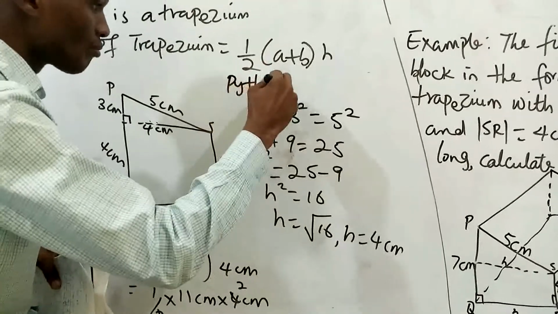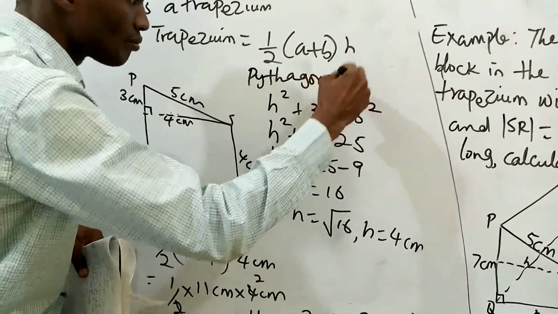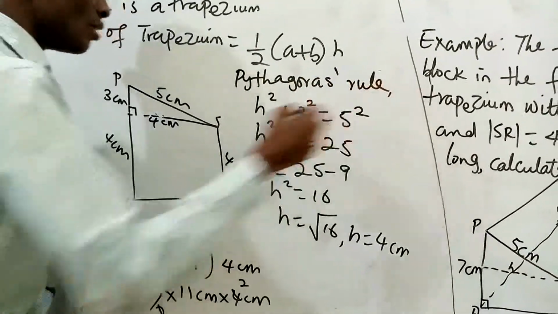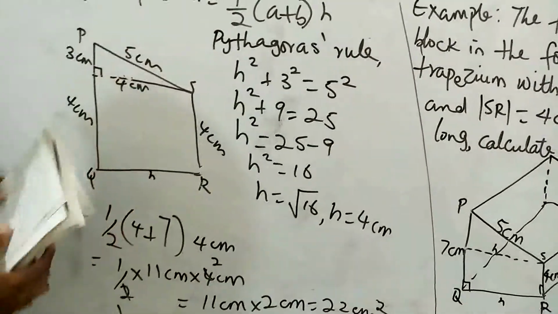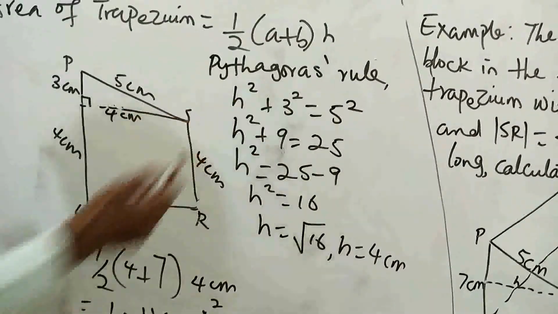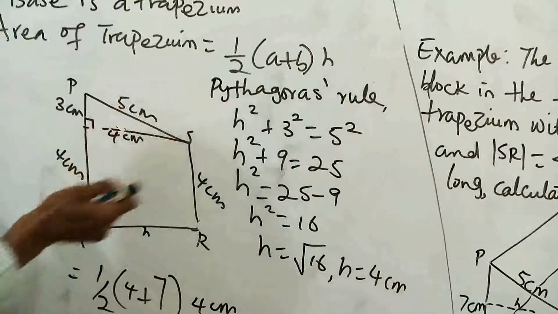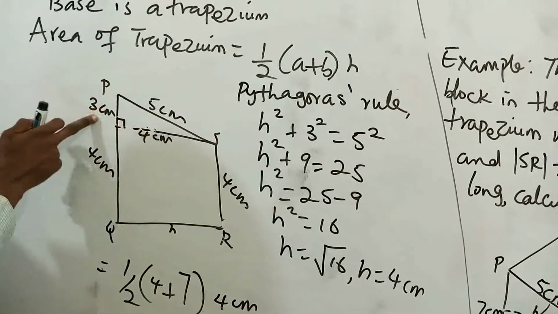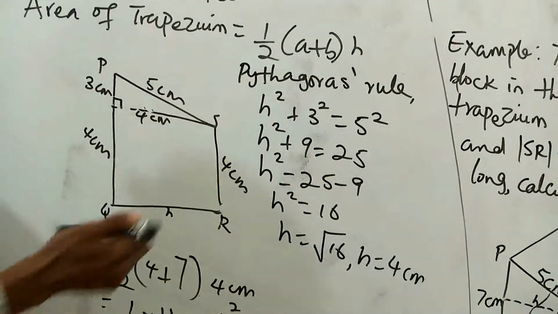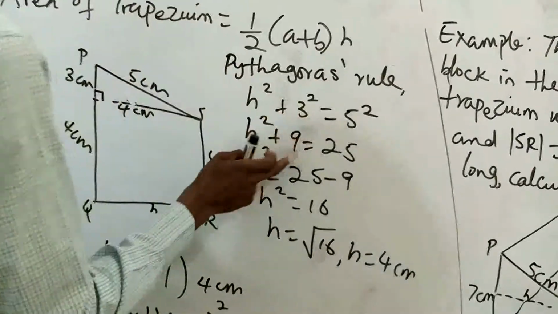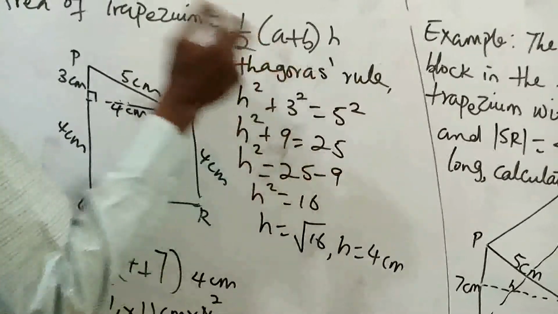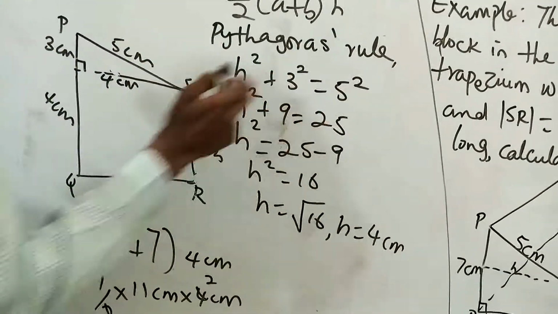Pythagoras: the square on the hypotenuse is equal to the sum of the squares on the 2 other sides. So h squared plus 3 squared equals 5 squared. We have our 3 squared to be 9, our 5 squared to be 25. So h squared plus 9 equals 25.